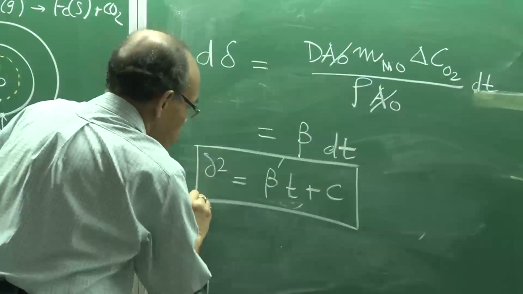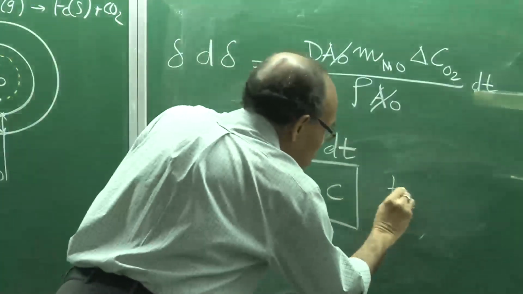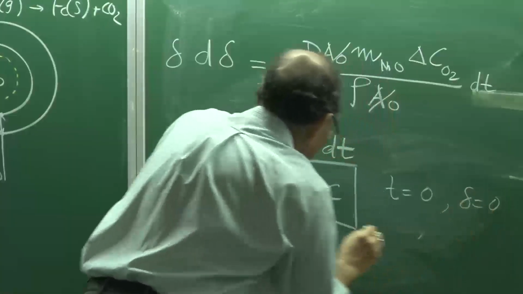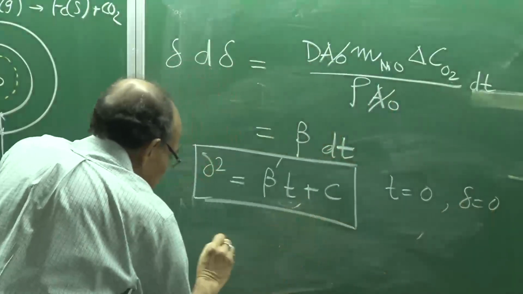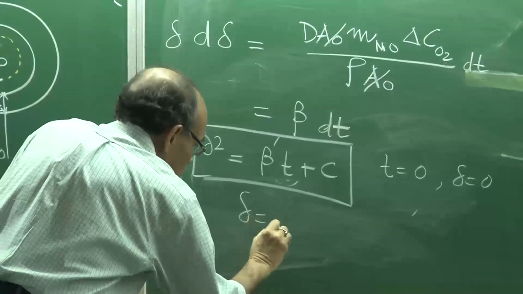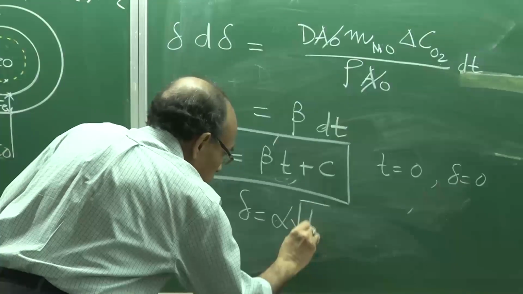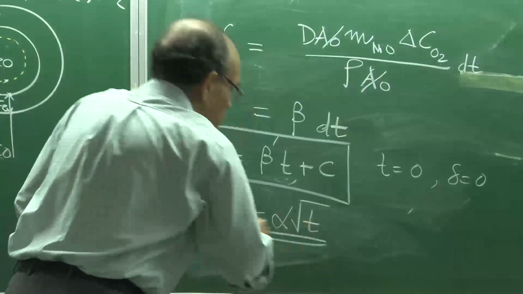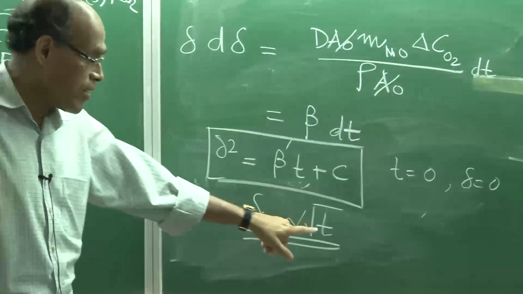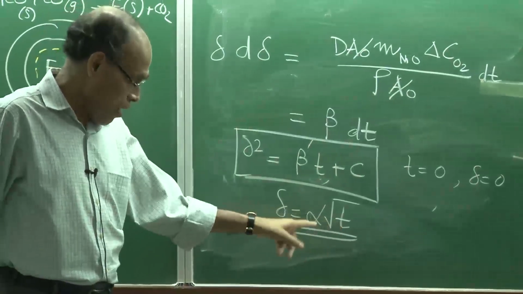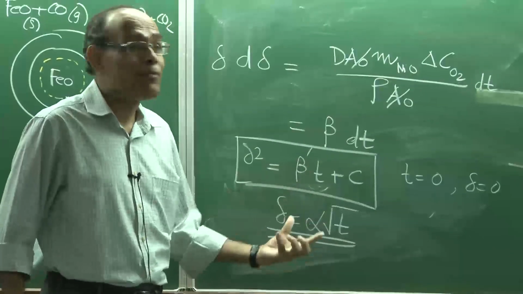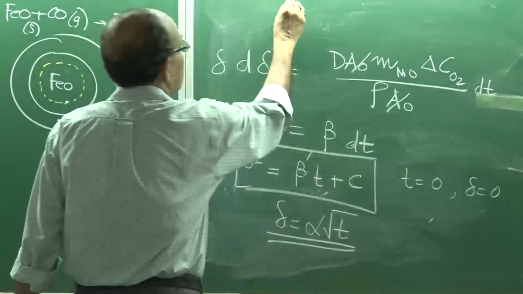Where C represents a constant of integration. At T equal to 0, what is delta? Delta is equal to 0. So therefore, we can eliminate this and write that the final equation is D is equal to alpha into square root of T, which tells us that the thickness of the product layer changes as square root of time, and this is the famous parabolic rate law of oxidation.